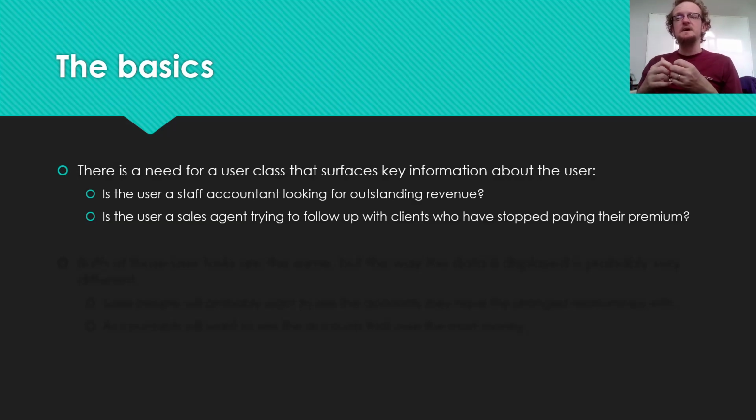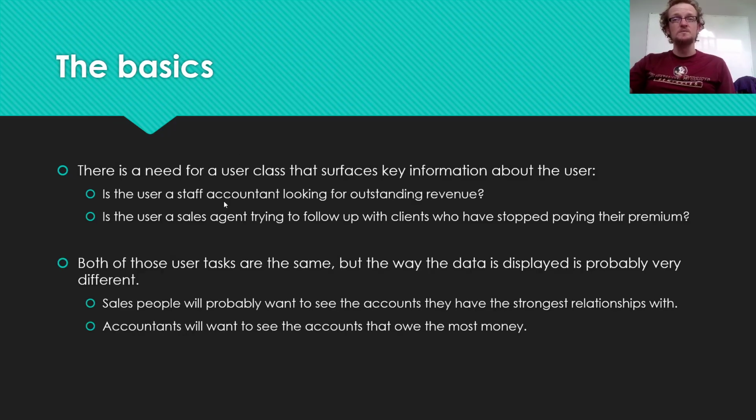Staff accountants are going to be responsible for understanding the amount of revenue that's supposed to be coming in the next month or the next quarter or the next year. And that's different from sales agents, who are supposed to be going out and selling new insurance or renewing policies and that kind of thing. So out of the gate, from an analysis perspective, we know that we need a user class or something like it that allows people to have different roles.